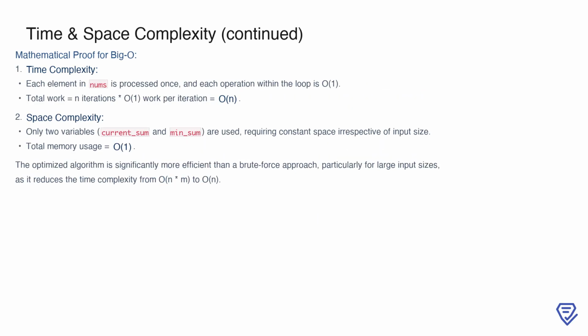The big O analysis of the optimized solution confirms its efficiency. For time complexity, each element in nums is processed exactly once, and each operation within the loop, such as updating the cumulative sum and finding the minimum, is constant time. Therefore, the total work done is n iterations multiplied by O(1) work per iteration, resulting in O(n). For space complexity, the solution uses only two variables, current_sum and min_sum, regardless of the size of the input. This means the total memory usage is O(1).